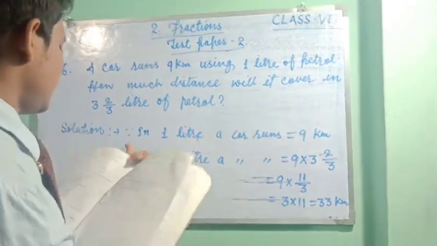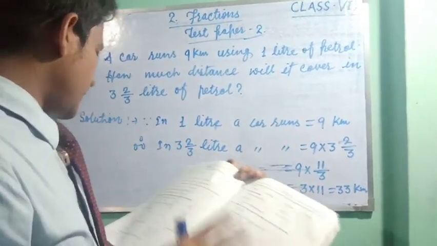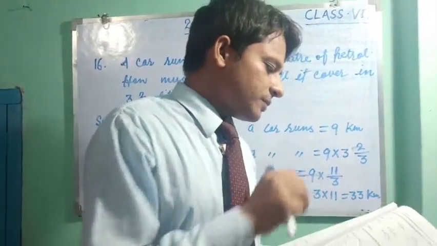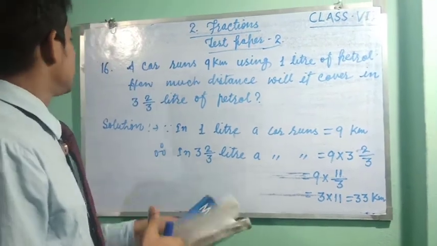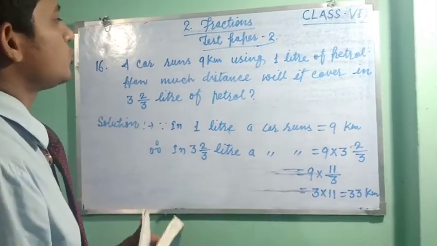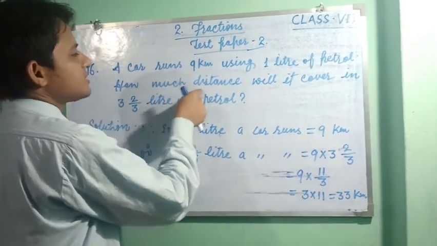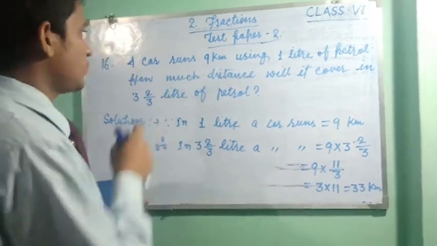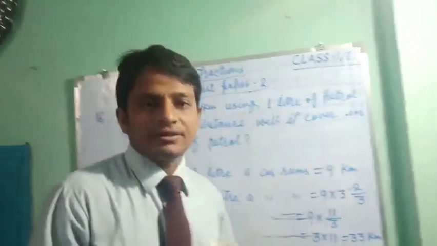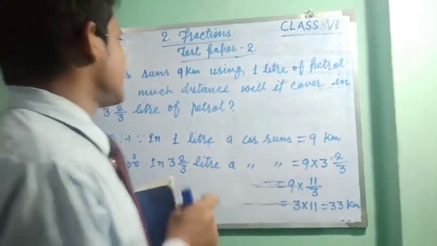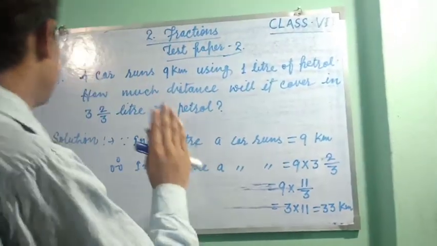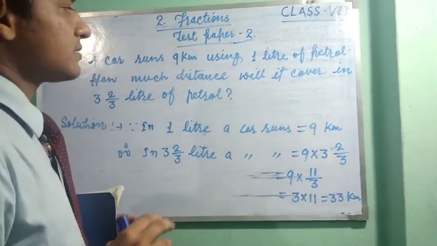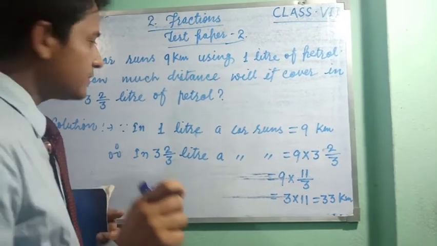Friends, see the next question, the last question, question number 16, because all the questions are similar to the ones you solved in the previous exercise. Question number 16, last. A car runs 9 km using 1 liter of petrol. How much distance will it cover in 3 by 3 liters of petrol? That means the question says in 1 liter the car covers a distance of 9 km, and we have to find how much distance will be covered by the car in this many liters.